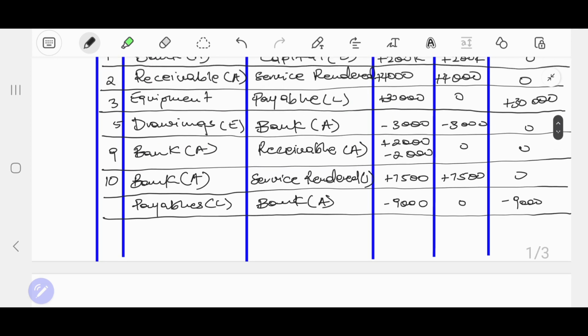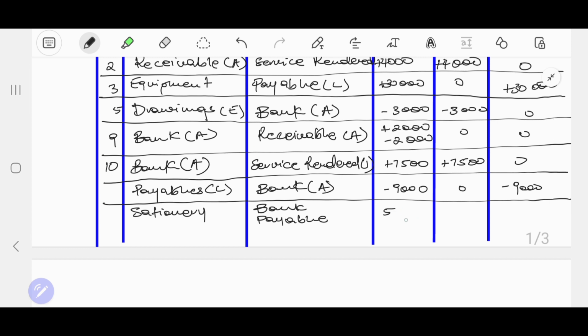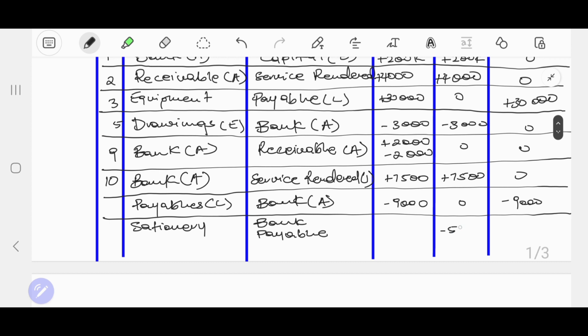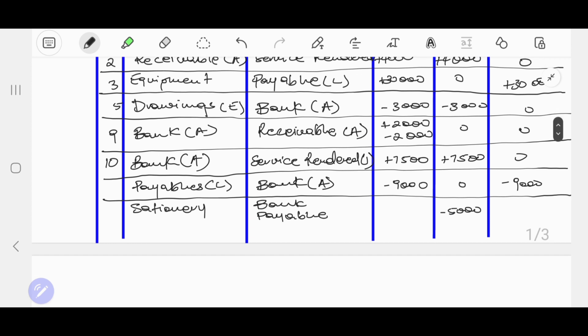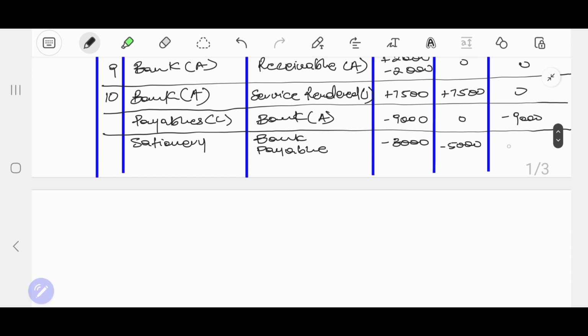So how are you going to record this? You'll say, okay, stationery. This stationery was paid through bank, and then the rest will be a liability, which is a payable. So you'll say, okay, 5,000, an expense, and then this 5,000 is going to be settled through 3,000 from bank, and then the rest is going to come from this, which will increase our payables.